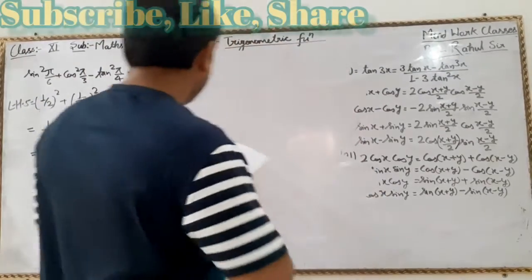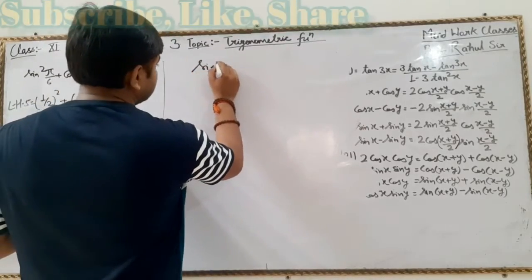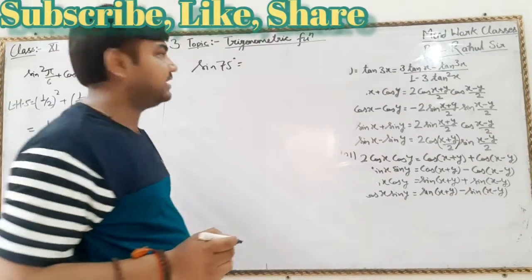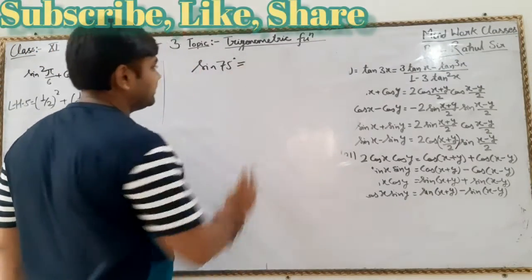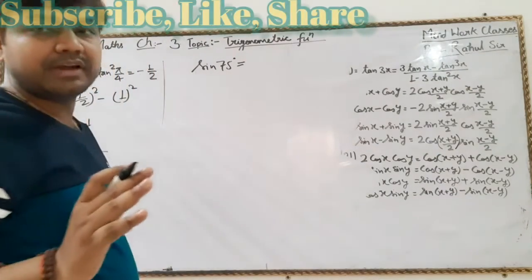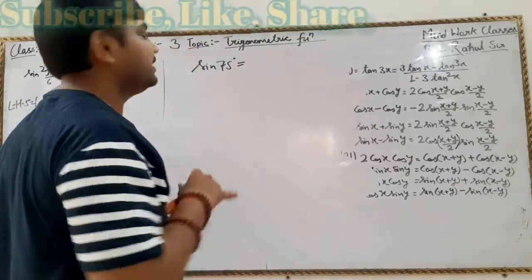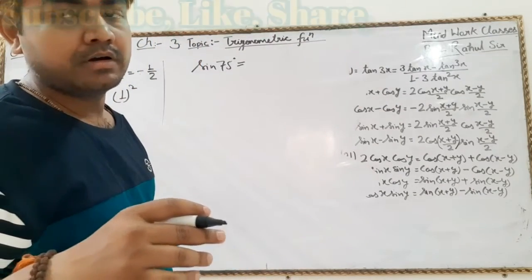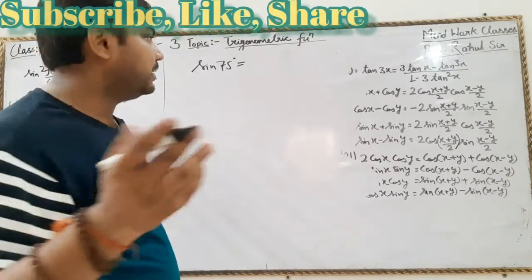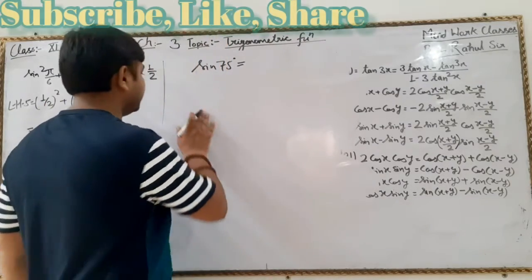Here we have to find the value of sin 75 degrees. What is the value of sin 75 degrees? We don't know the value of sin 75, so we can find it in many ways, but there are two easy ways.